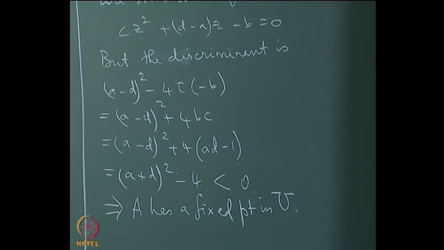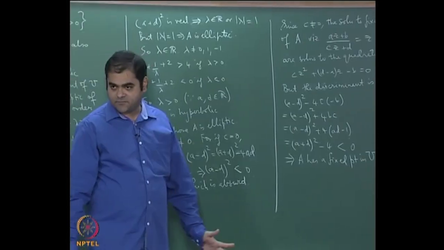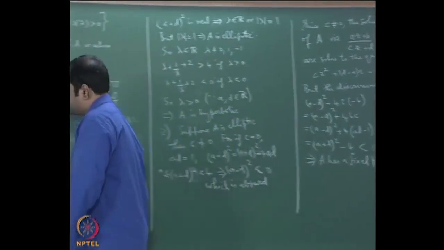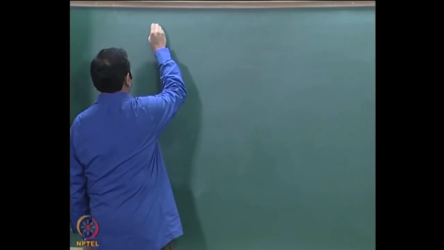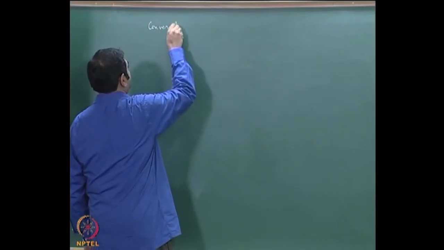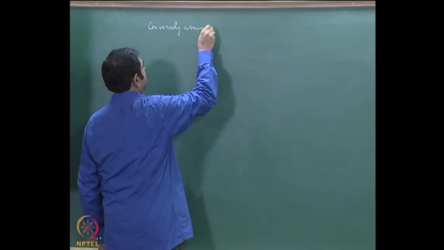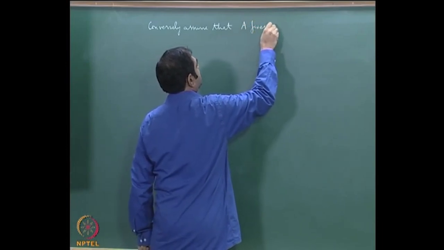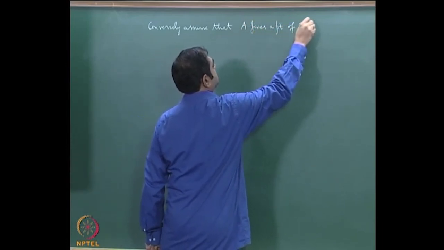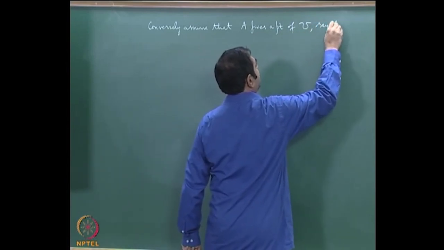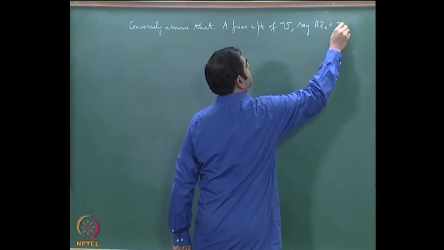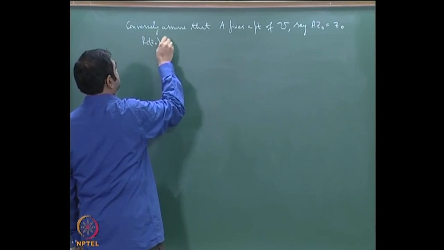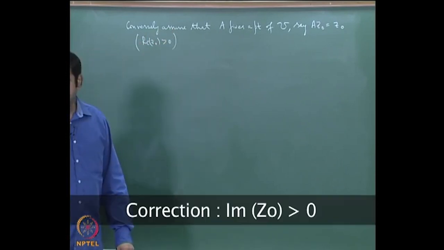Conversely, suppose A is such that A fixes a point of U; we will prove that it is elliptic. So let us go to that. Let me rub off this side. Conversely, assume that A fixes a point of U. Say A of z0 equal to z0, real part of z0 positive. So z0 is a point of U and A fixes z0.